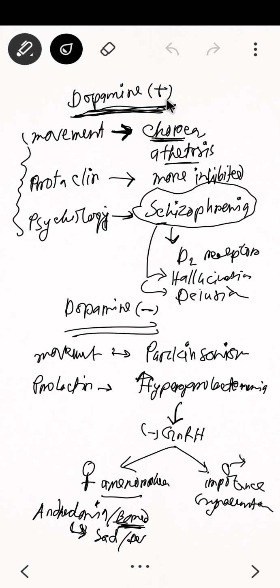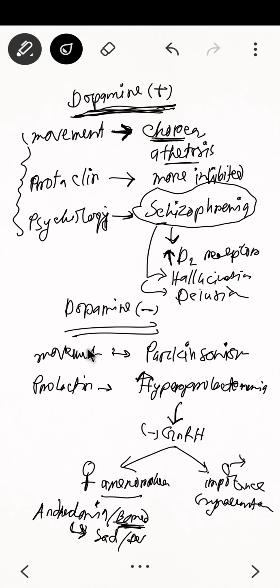When there is a dopamine excess, movement is excess, as dopamine is excitatory and there is excitement in movement. So chorea is an involuntary jerky movement basically. Then athetosis also has excess of movement. Then prolactin will be more inhibited or there is no prolactin, as dopamine is called prolactin inhibitory factor. And psychological problems, schizophrenia. The D2 receptor is increased. As the D2 receptor inhibits adenyl cyclase, it is the inhibitory function of dopamine, that's why in case of schizophrenia there is increased inhibitory function of dopamine. Some symptoms of schizophrenia are hallucination, delusion, etc.